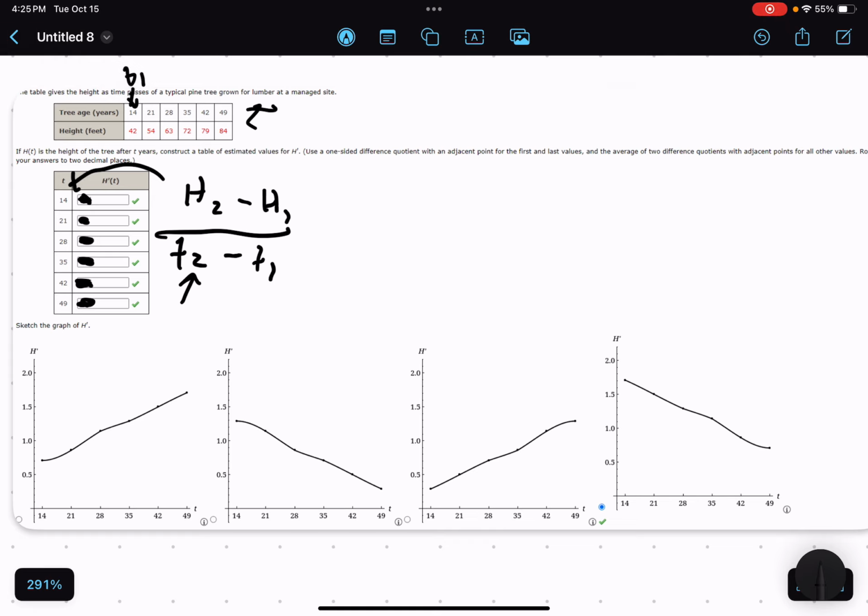This will be 21 minus 14 over 54 minus 42. And if you're wondering where I got these numbers from, it was from their corresponding heights. And this should bring you this value over here, 1.71.